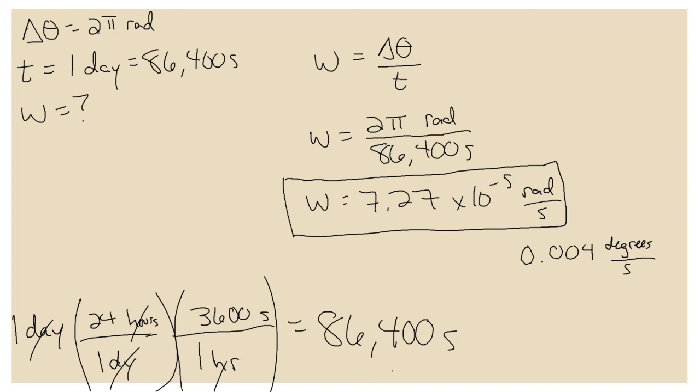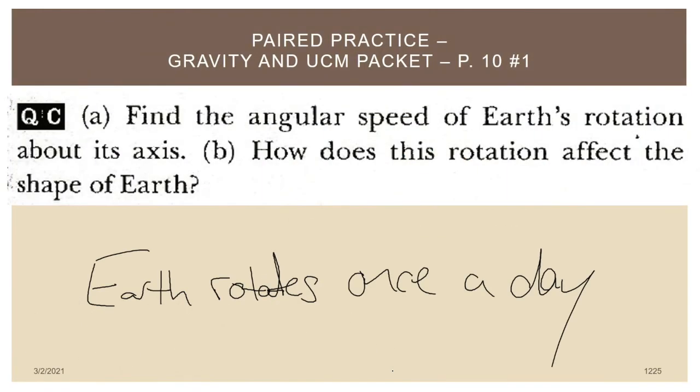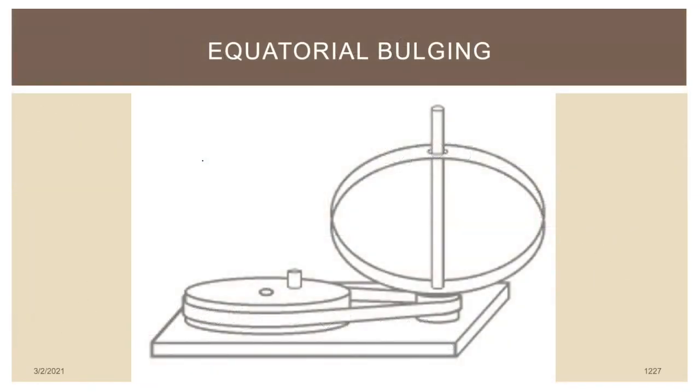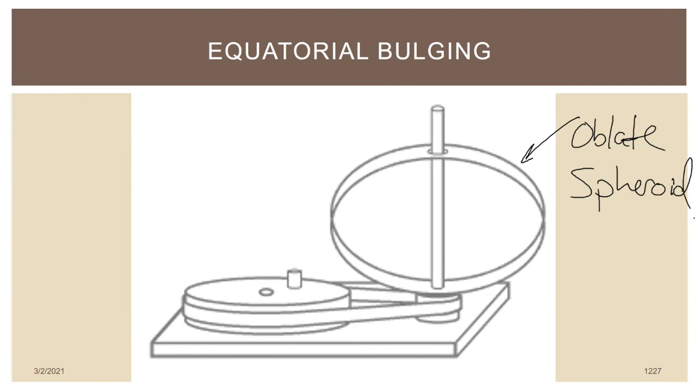Now, before we go, we've got one more question to answer, and that would be part B. How does this affect the Earth's shape? The answer may be surprising, but it's that the shape of the Earth is changed as a result of its rotation. It is not a perfect sphere. The Earth is a sphere that bulges around its center and thus has the name an oblate spheroid. The Earth is an oblate spheroid because it is rotating, and so it bulges at its equator.